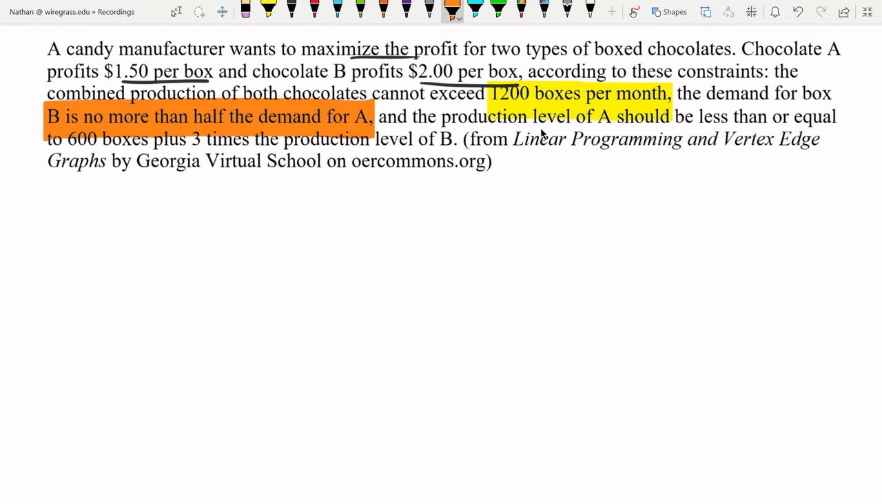We also have that the production level of A should be less than or equal to 600 boxes plus 3 times the production level of B. So that's, of course, a kind of weird constraint, but that's just what it is. So let's look at what kind of constraints we have when working with this system.